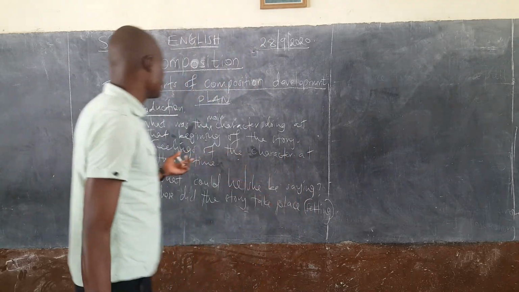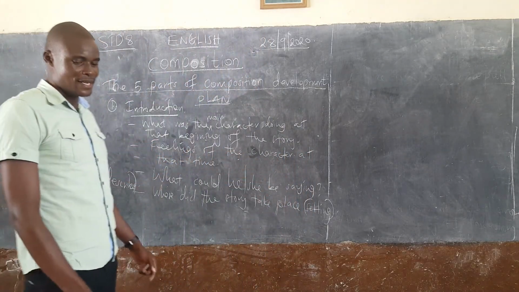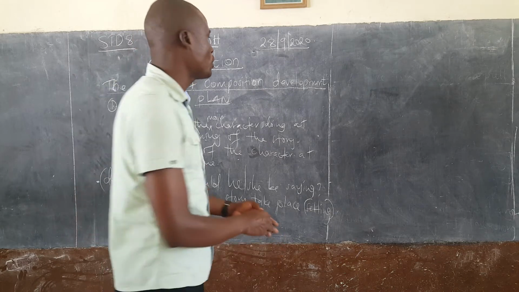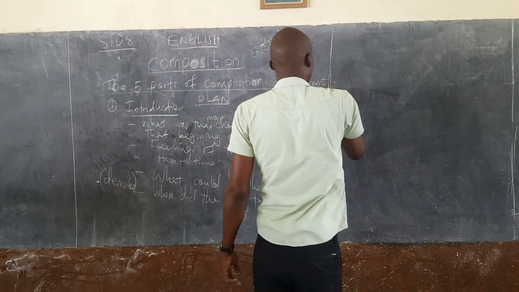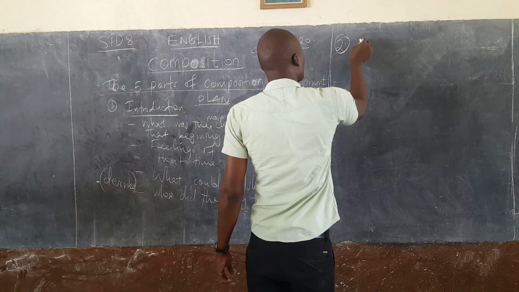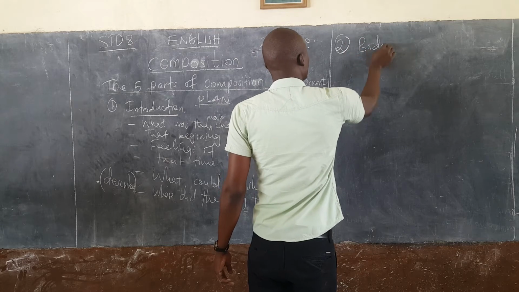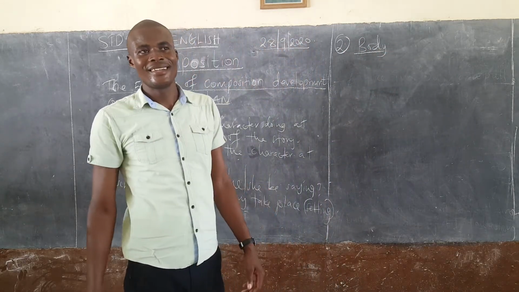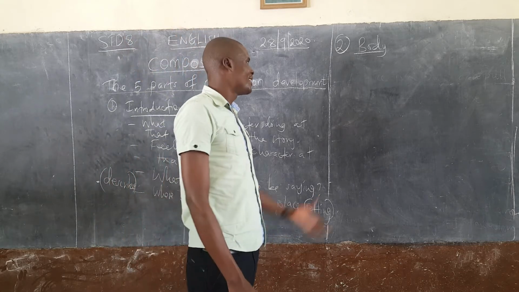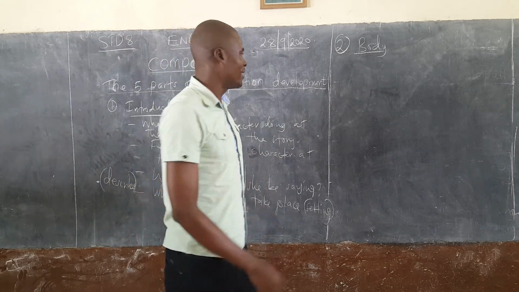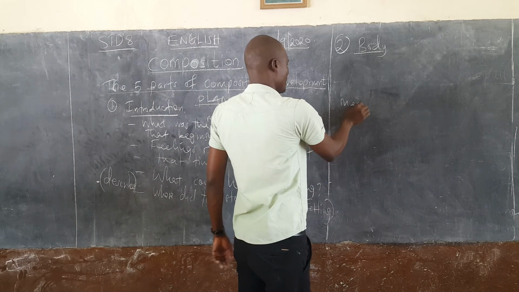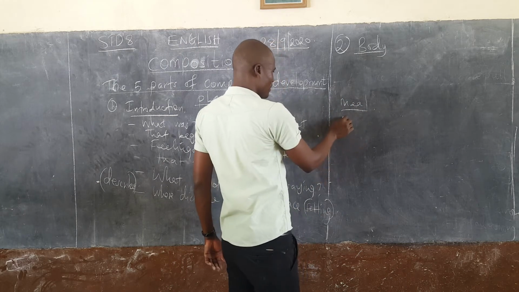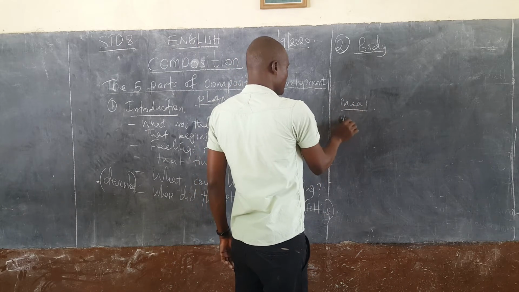So now this one is going to be our introductory part. And then our second part of the composition is the body. Part 2 is the body. Learner, the body, just to make you laugh a bit, this one is like a meal. We have vegetable.